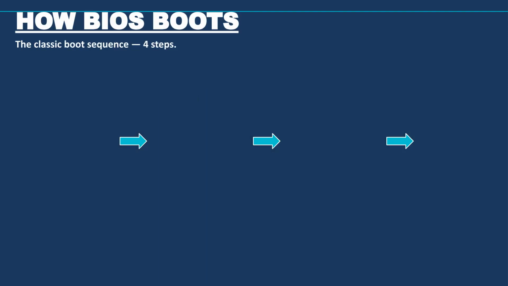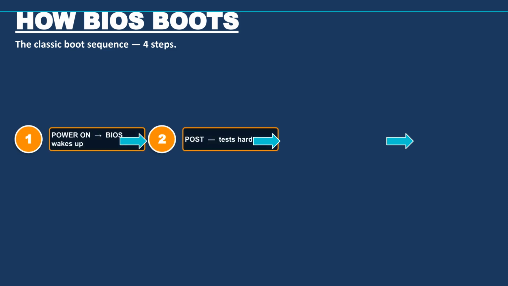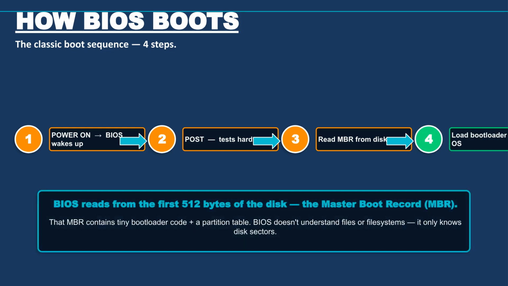The classic BIOS boot sequence has 4 steps. First, it powers on and wakes up. Second, it runs a power on self-test, or POST, to check the hardware. Third, it reads the master boot record from the disk. Finally, it loads the bootloader to start the operating system.